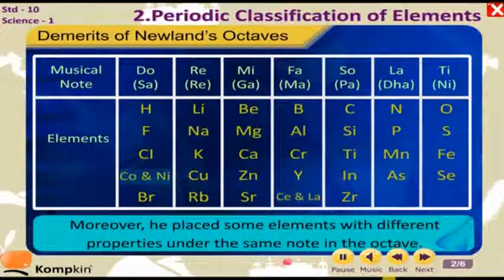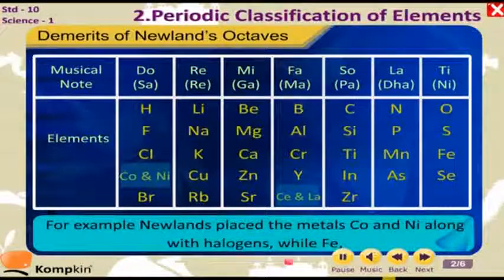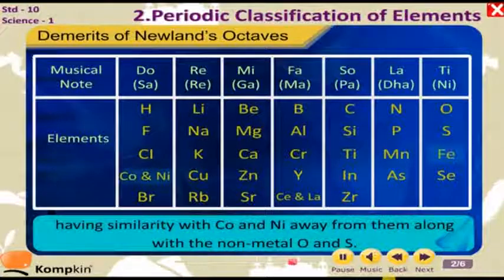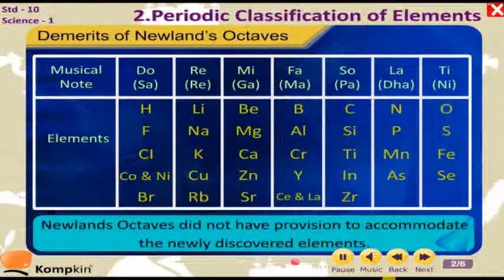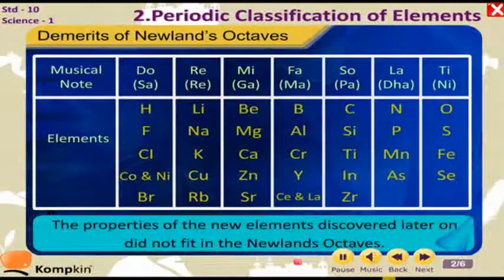Moreover, he placed some elements with different properties under the same note in the octave. For example, Newlands placed the metals Co and Ni along with halogens, while Fe, having similarity with Co and Ni, was placed away from them along with the non-metals O and S. Newlands' octaves did not have provision to accommodate newly discovered elements. The properties of the new elements discovered later on did not fit in Newlands' octaves.